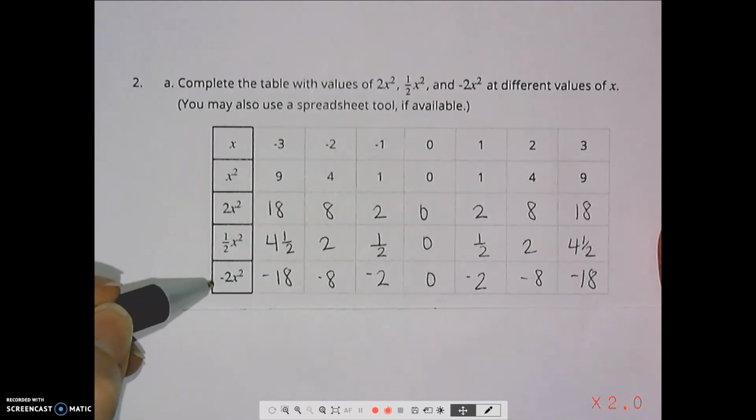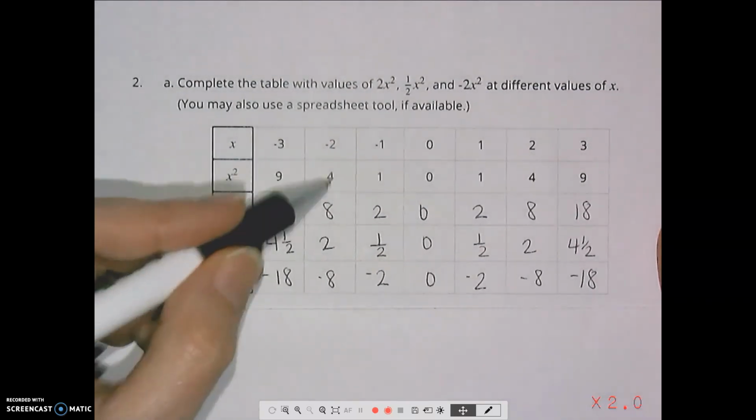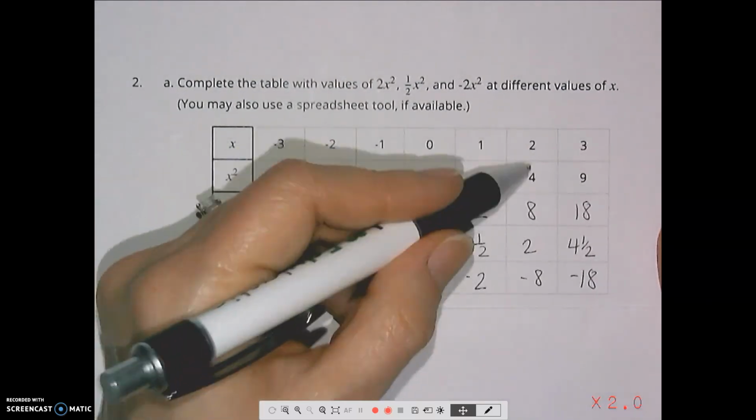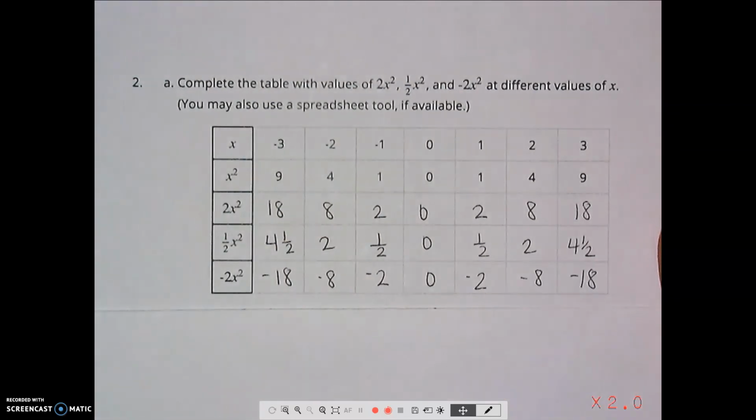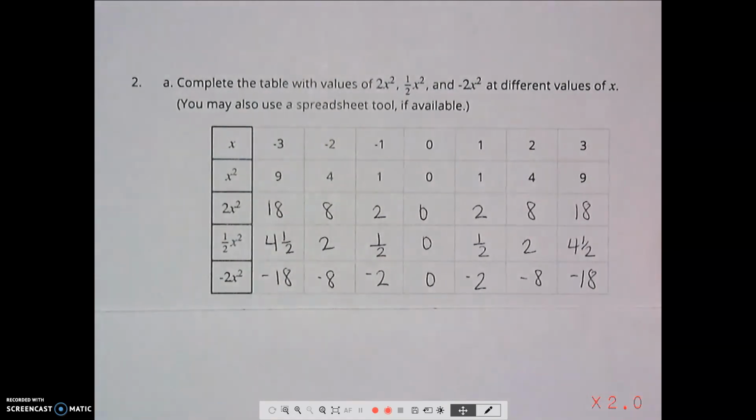And -2x squared, so we're multiplying by a negative number, and that number, again ignoring the negative, is bigger than 1. That means it's going to multiply by -2 each time. So all of these are multiplied by -2, and that's going to make it flip over the x-axis. It's also going to make it skinnier, 2 times skinnier to be exact.